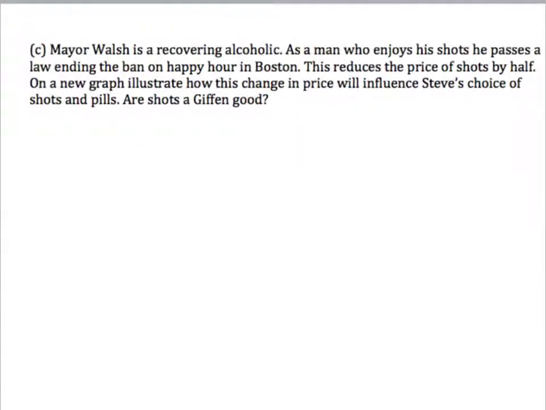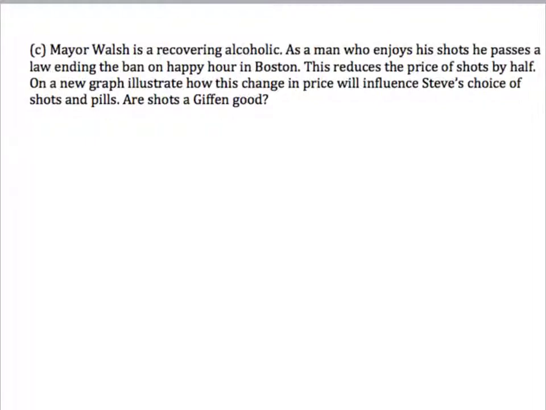For this problem, we're told that Maya Walsh, the new mayor of Boston, is a recovering alcoholic. And as a man who enjoys his shots, he passes a law ending the ban on happy hour in Boston. This reduces the price of shots by half. On a new graph, illustrate how this change in price will influence Steve's choice of shots and pills.